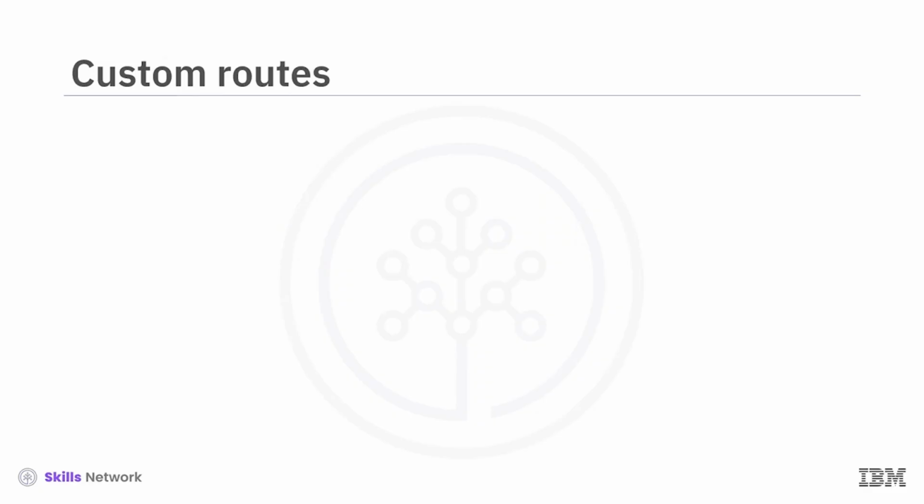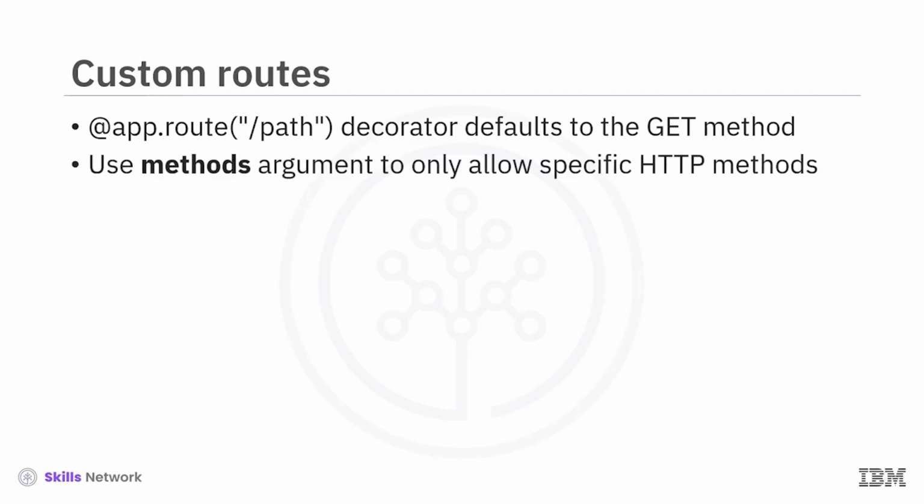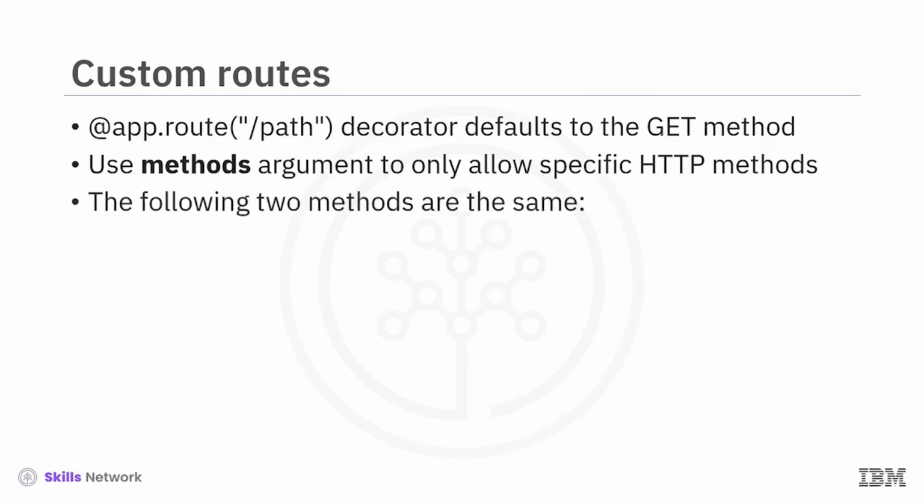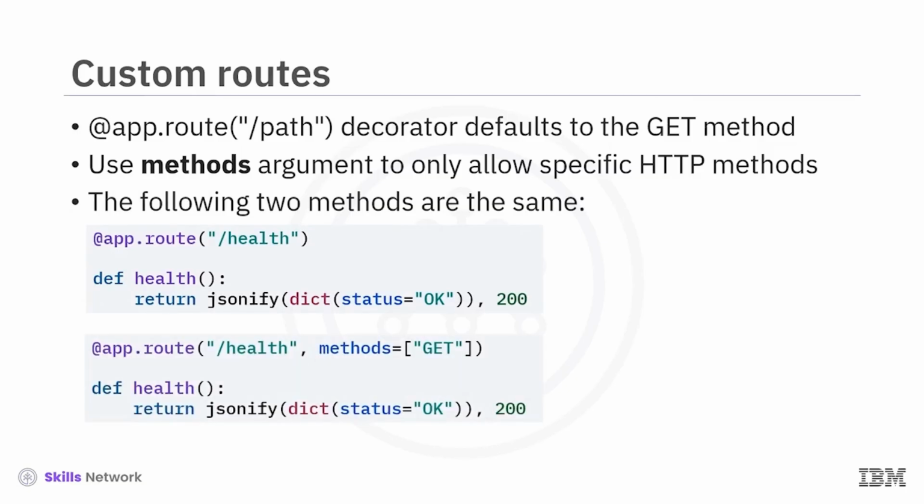You define the path using the route decorator, and the app.route decorator defaults to the GET method. Clients can only send GET requests to the specified path. Now, you can pass in a second argument of methods to control what HTTP methods the path responds to. For example, look at the following two methods that are the same. The GET method is implicit in this code, while this code explicitly specifies the GET method.